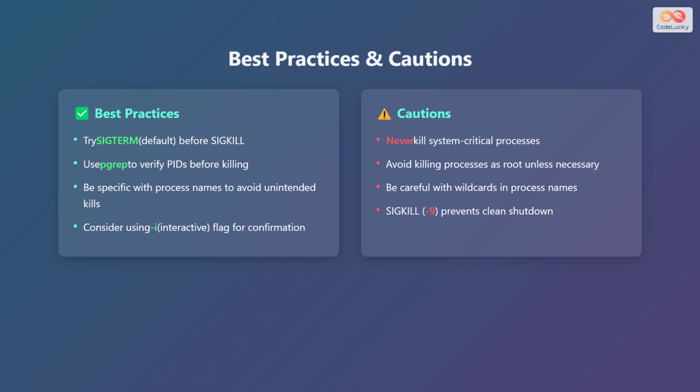Never kill system-critical processes as it may crash your system. Avoid killing processes as root unless absolutely necessary. Be extremely careful with wildcards in process names, as they can cause unintended consequences. Remember that SIGKILL, which is -9, prevents processes from shutting down cleanly, potentially leading to data loss.